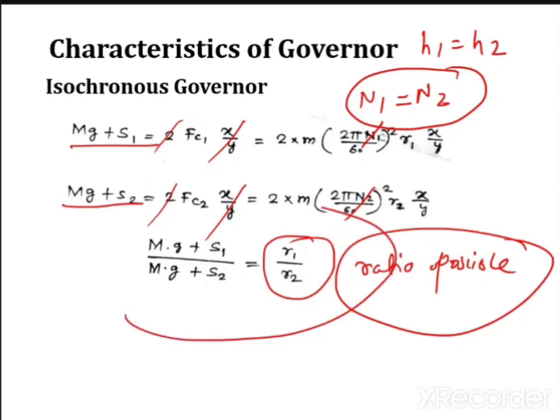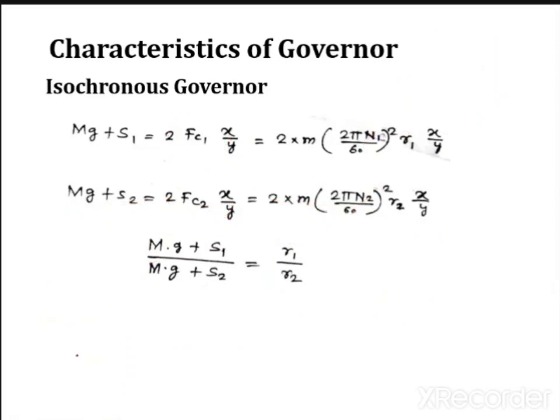So basically, we have to avoid this, because isochronism is a characteristic which we need to avoid. Why? Because isochronism is of no practical use. It means this characteristic is practically not suitable, because the sleeve will move to one of its extreme positions immediately.